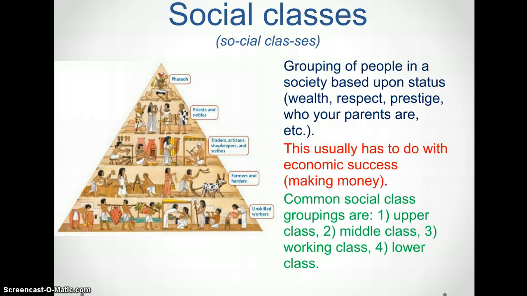Okay, the next word we have is social classes. And social classes means people are grouped in a society based upon status, which means wealth or how much money they have, how much people respect them, or how much fame or prestige they have, or maybe even who their parents are. It usually has to do with economic success, meaning making money, and we'll hear people say things like upper class, middle class, working class, or lower class. Those are all social classes in a society.